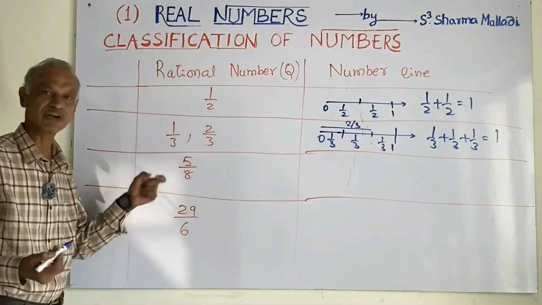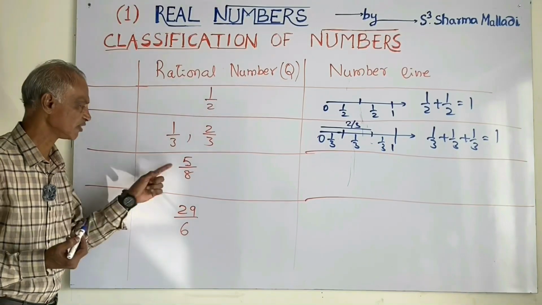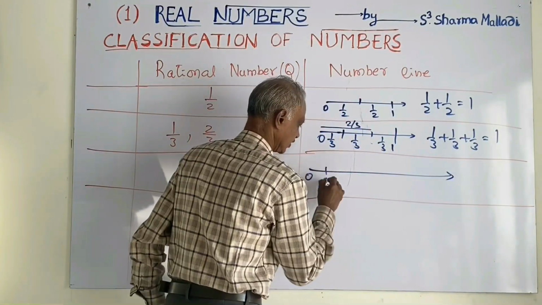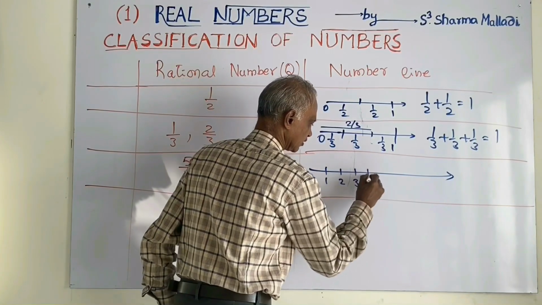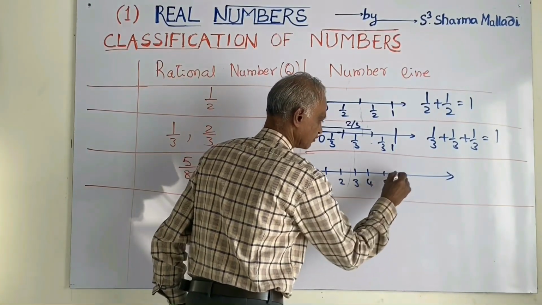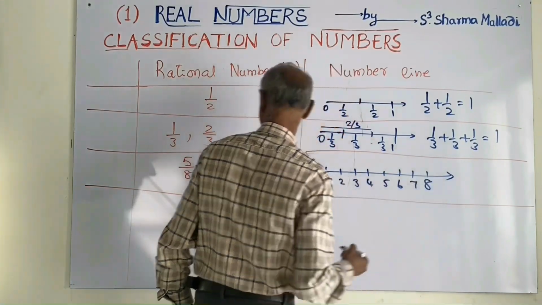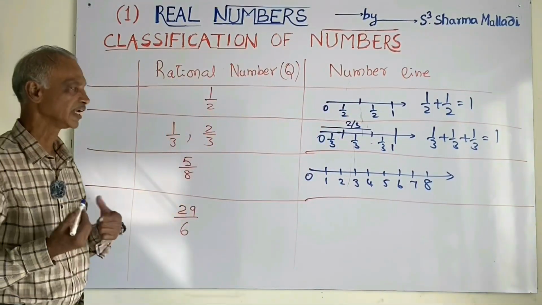How can you represent 5 by 8 on number line? 5 by 8 means 1, 2, 3, 4, 5, 6, 7, 8. We have to make it into 8 parts.